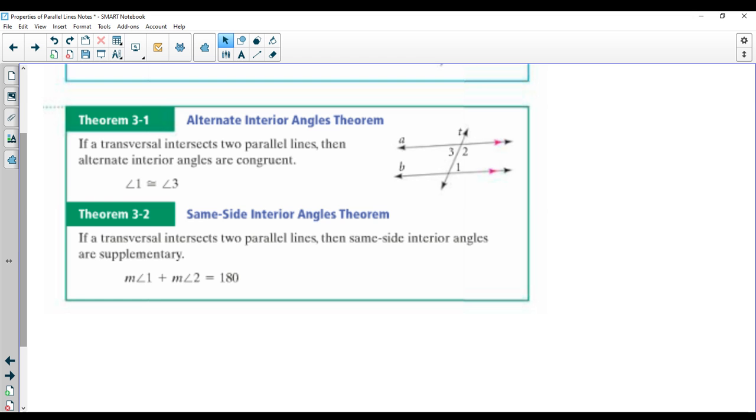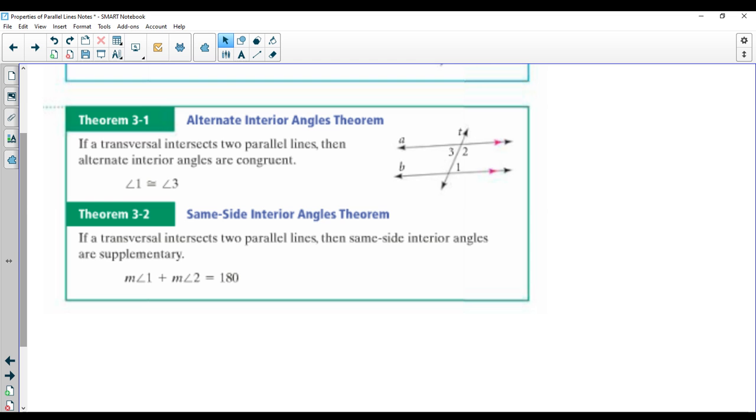Now, these are theorems. So if we had time in class, we might actually prove these, but we're just going to use them. Alternate interior angles. If a transversal line intersects two parallel lines, then alternate interior angles are congruent. So in this diagram, we've got angles labeled 1, 2, and 3. 1 and 3 are the alternate interior angles, and so they are congruent. That will be the same measure.